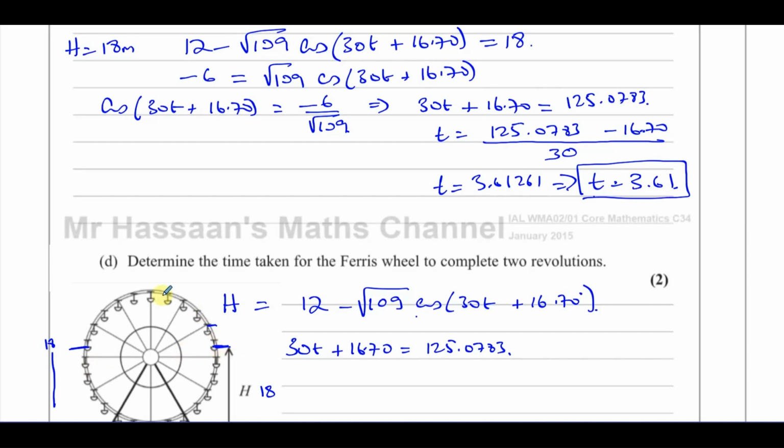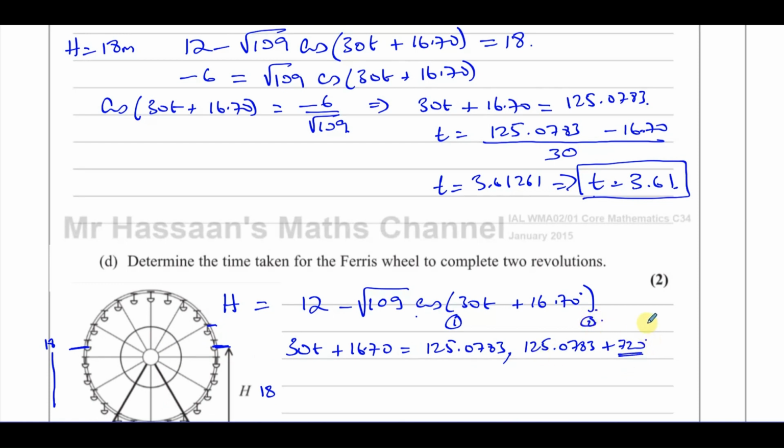I want to know when it's gone through a whole revolution. So I'm only looking at this and the next whole time it comes back to this position, which will be this plus 360. 125.0783 plus 360. But in fact, I don't even want that. I want the one after that. So I'm going to add 720. This will be the first time it reaches 18 meters, say on the way up, and then the next time it reaches that same place, after having done 2 revolutions, would be 720 more.